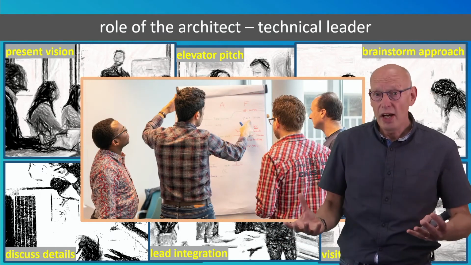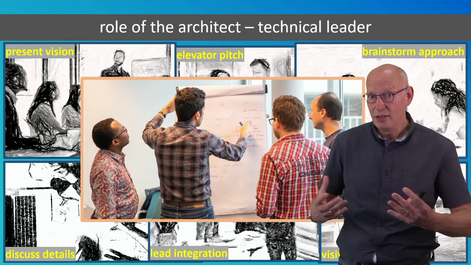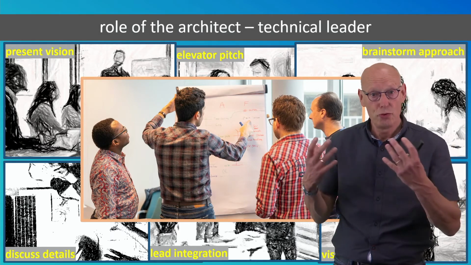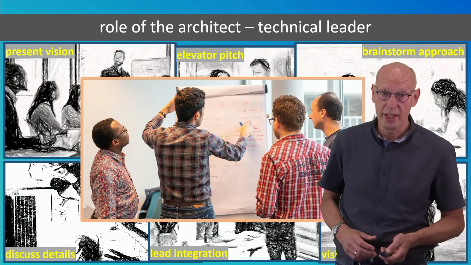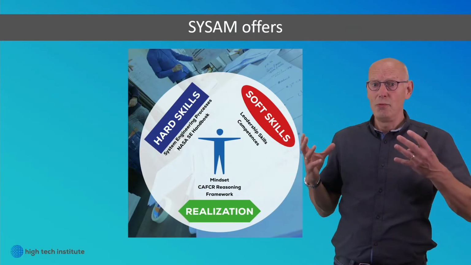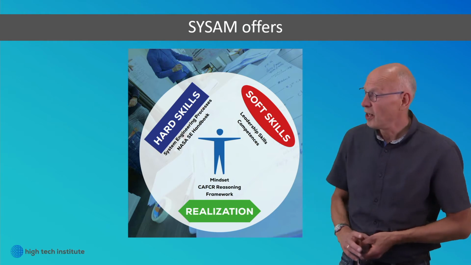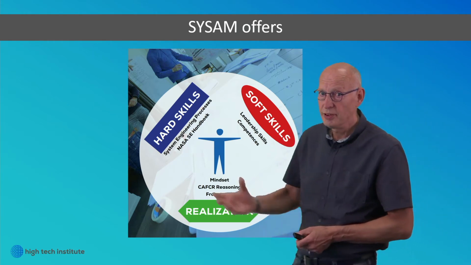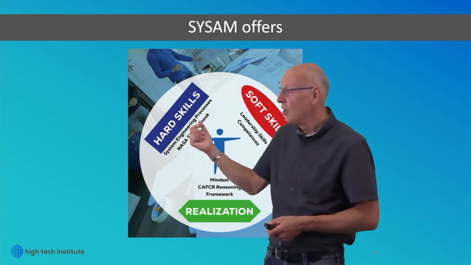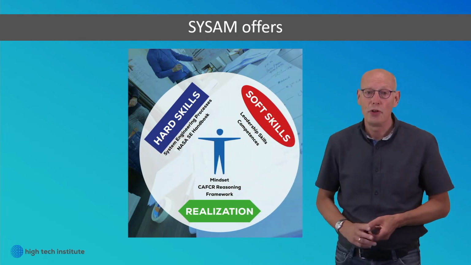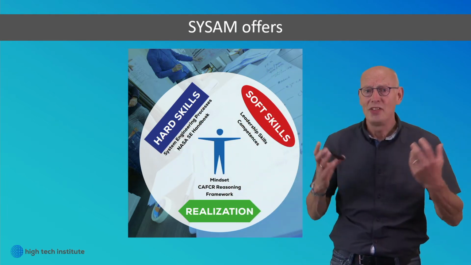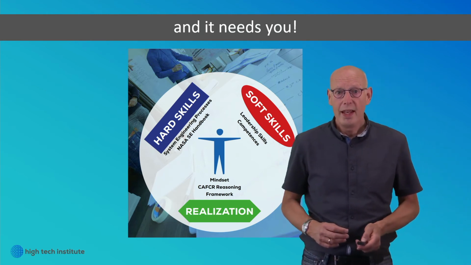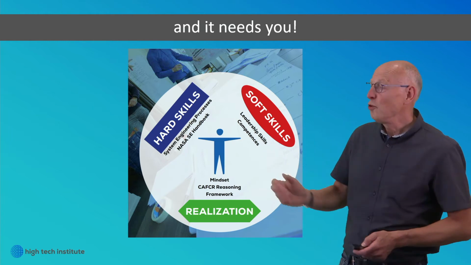So the architect is a kind of technical leader explaining his ideas, his concept to his team and to his environment. And that's what we like to offer with our Systems Architecting Masters program, built around 3 cornerstones. There's a structured approach, the leadership skills, but also the common sense kind of things to put it into practice. And it needs more, not only the program, but it also needs you.